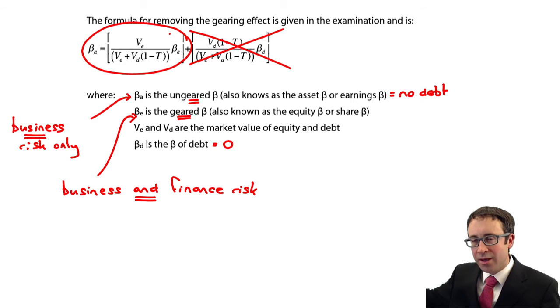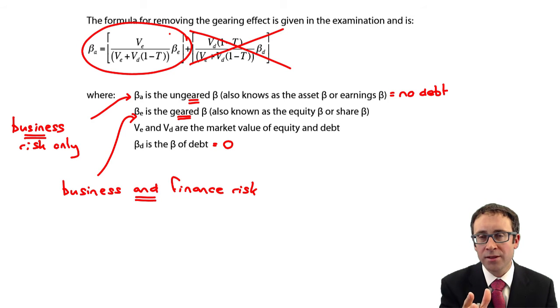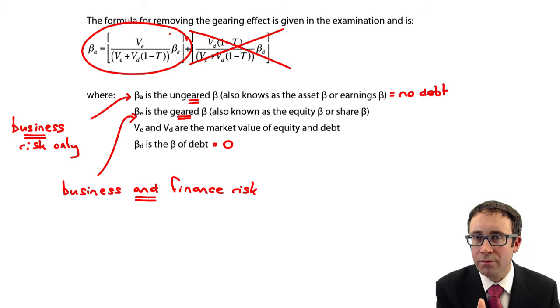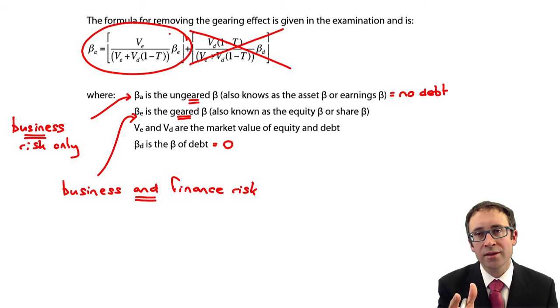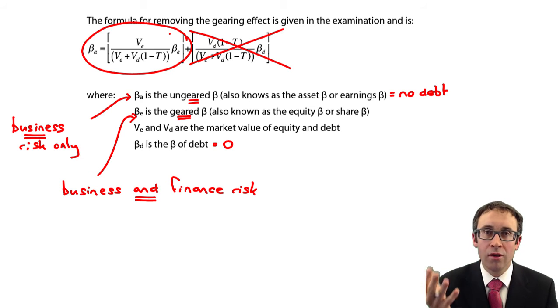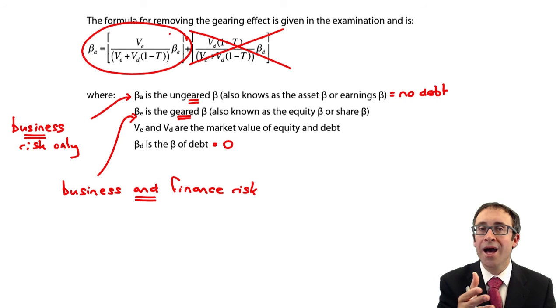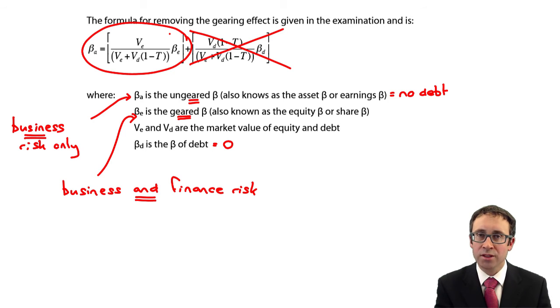The key bit from this is I want you to be able to understand what the ungeared beta represents. What risk is it reflecting within the company? Yes, just the business risk only. And beta equity, or the geared beta, reflects what? The business risk and the level of gearing, so the business and the finance risk.